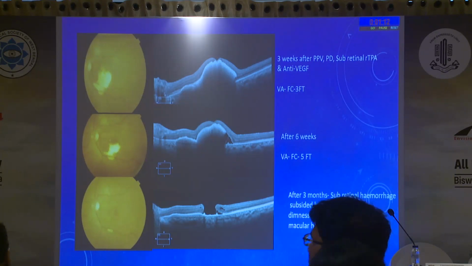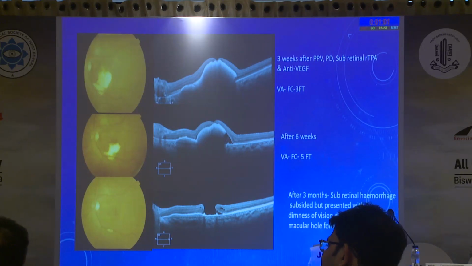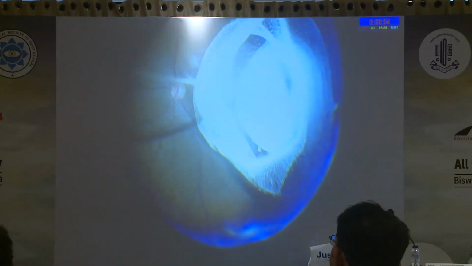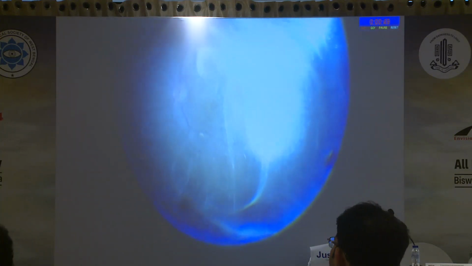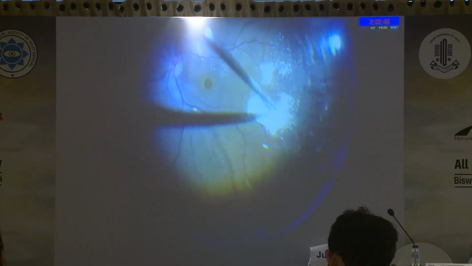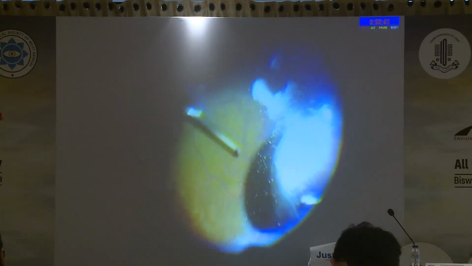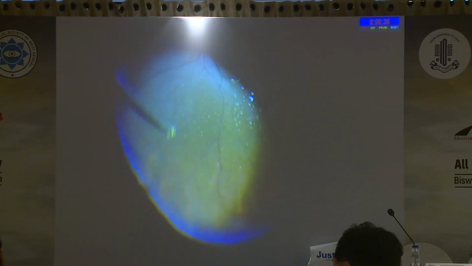But as expected, there was a macular hole formation. But this is like a late presentation of the macular hole. So there was further diminution of vision when the macular hole was formed. So we had to take this case for surgery, and it's already a vitrectomized eye. Now we had to treat the macular hole. Again, you can see there is no hemorrhage. Now all the organized hemorrhage has also gone.